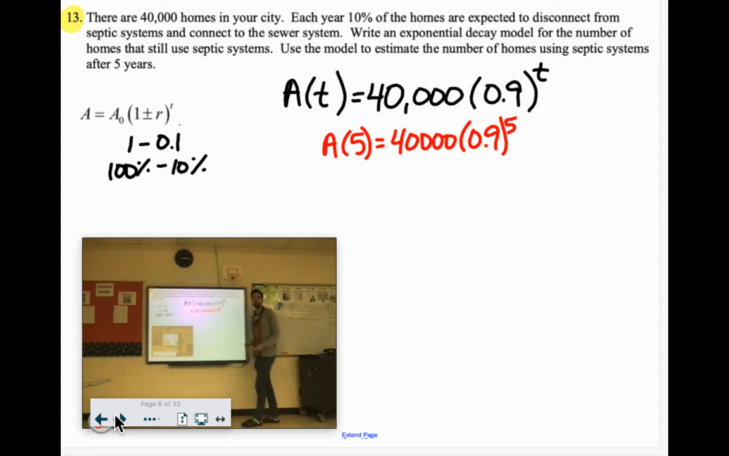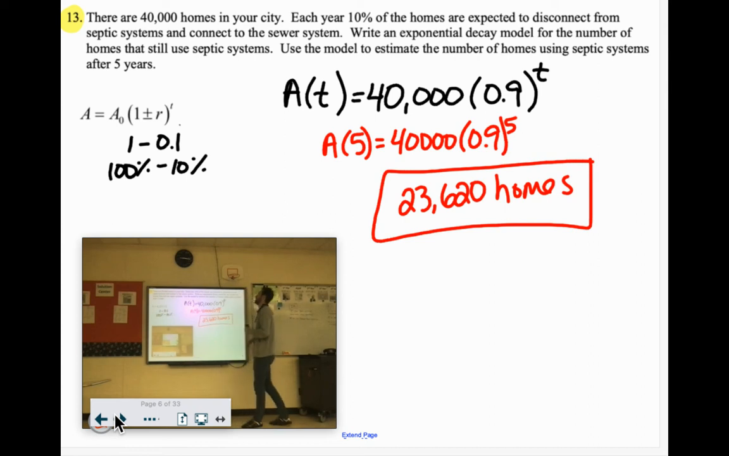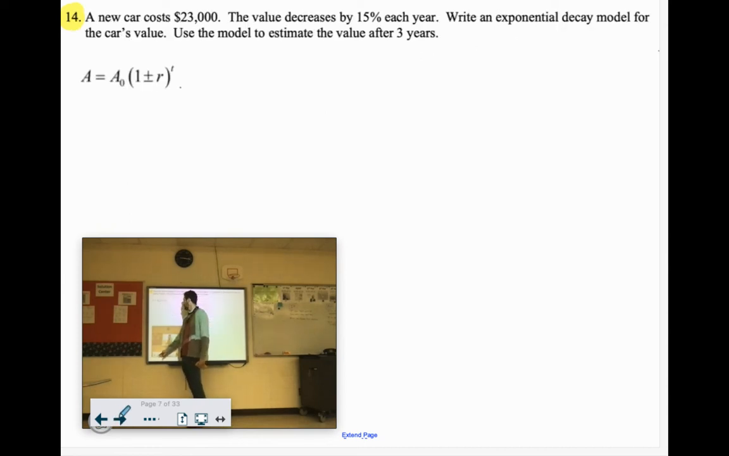And again, most calculators will correctly put this in order of operations. 40,000 times 0.9 to the 5th. 23,619.6. So let's call it 23,620 homes. They're still using that septic system. Now, if it said how many are not using the septic system anymore, you could just do 40,000 minus that 23,620. I'm just going to check how many we have left here. 14, 21. All right, 14 and 21.